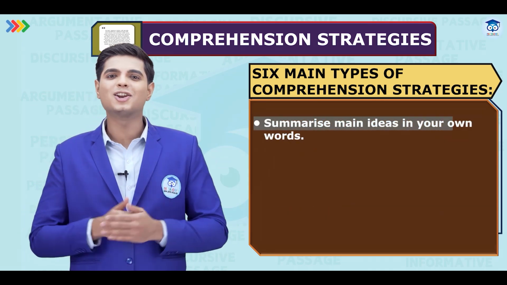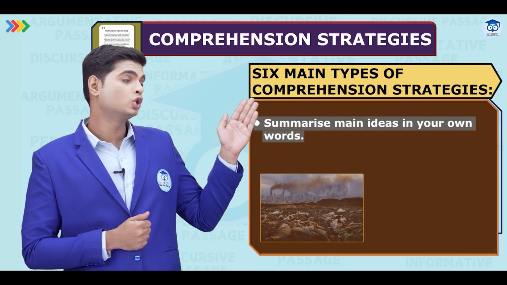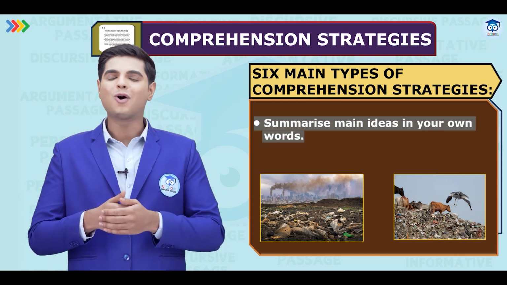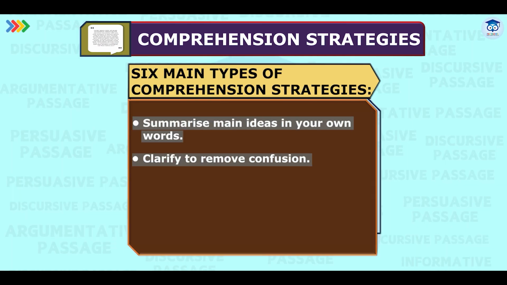Summarizing is another strategy, putting the main ideas into your own words. After reading a paragraph about pollution, you might say, the paragraph explains how pollution harms animals. We also use clarifying, stopping to clear up confusion. If you don't understand a word or sentence, you pause and look it up or reread. Finally, making connections, linking the text to your own life, other texts, or the world. For instance, relating a story about friendship to your own experiences with friends. By practicing these strategies, you'll become a stronger reader, ready to tackle any passage with confidence.